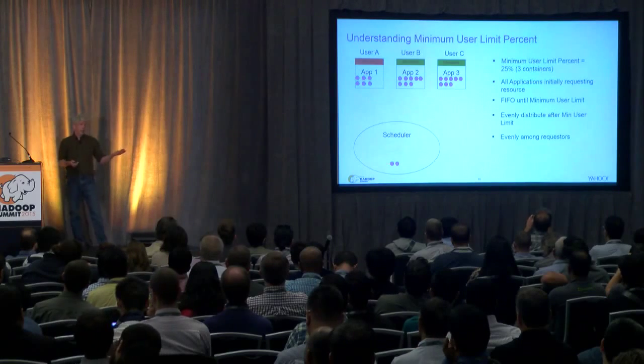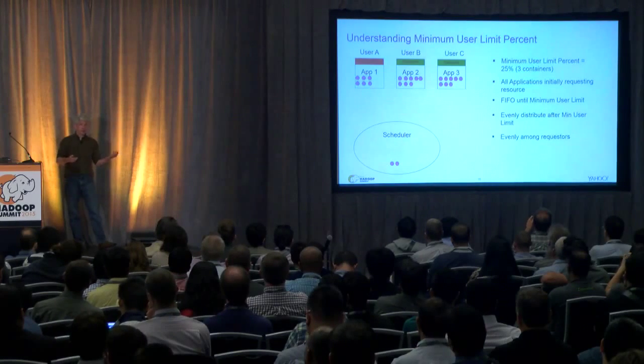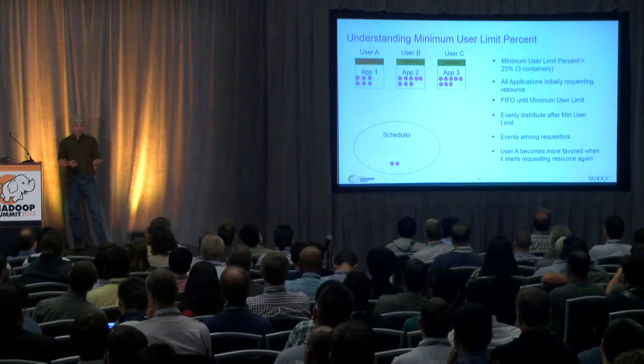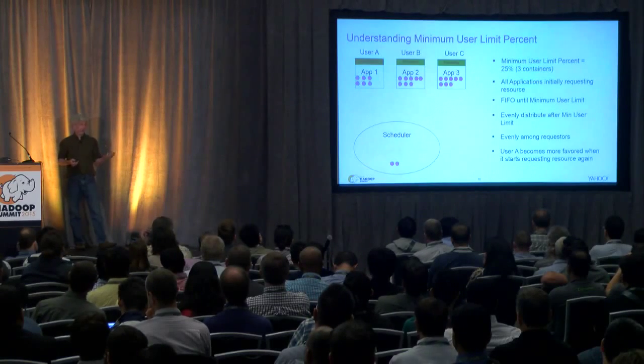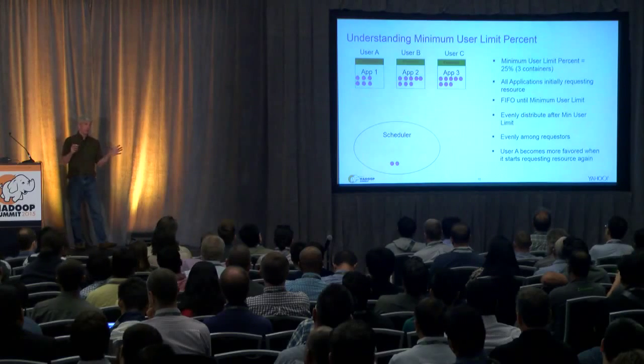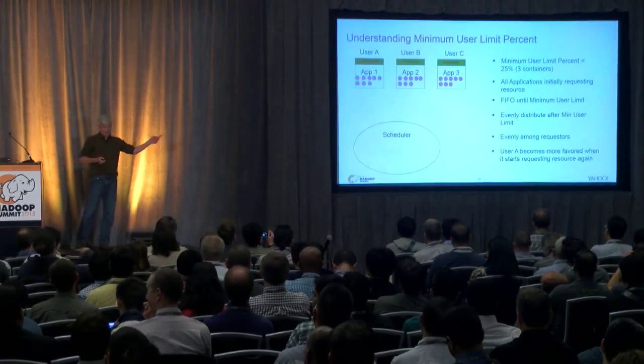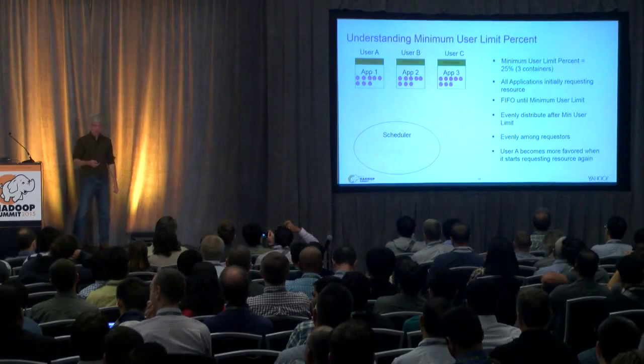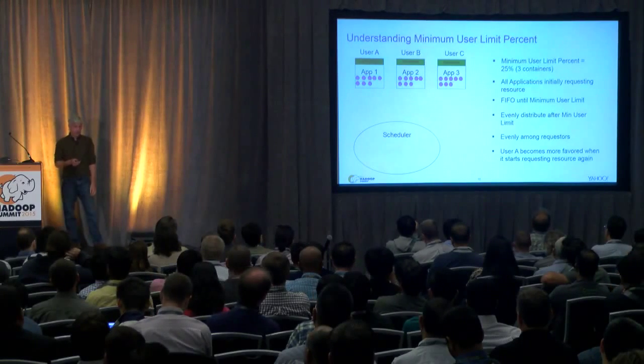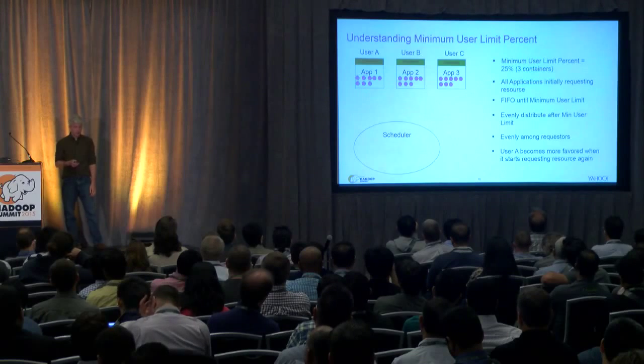And then finally, A can come back. He finished waiting and he's at his next stage of processing, so now he needs more resources. And then user A becomes favored again because the scheduler wants it to be even. And since he's first in the queue, he's going to offer it to them, and that application will take them. So that's kind of how min user limit % works.